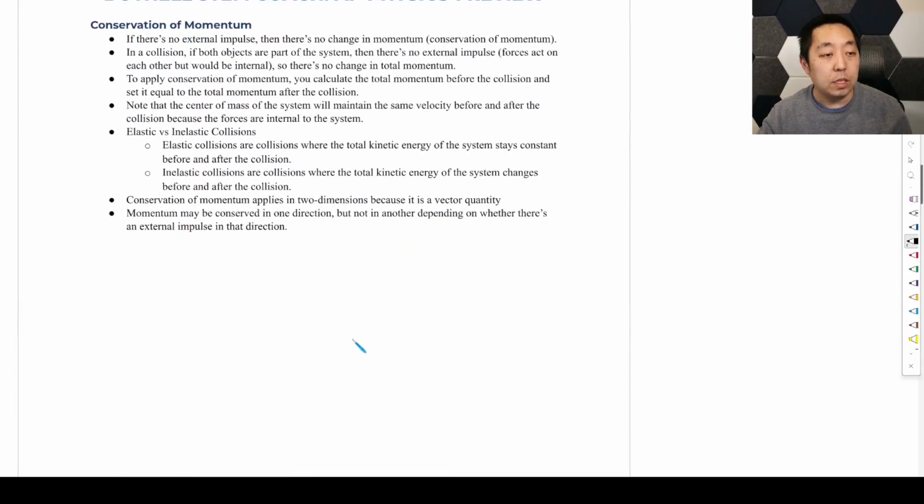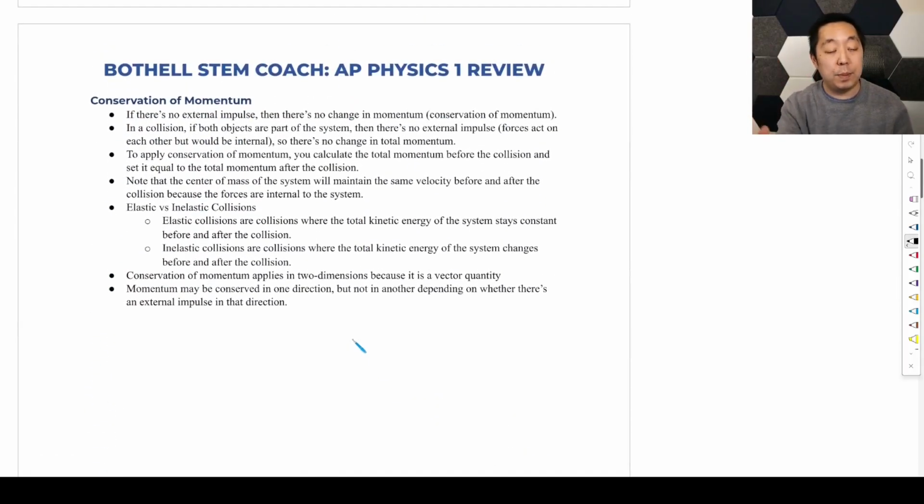Okay, so that's the big idea of conservation of momentum. If there's no external impulse, there's no change in momentum. In a collision, if both objects are part of the system, there's no external impulse, and so then we do conservation of momentum.